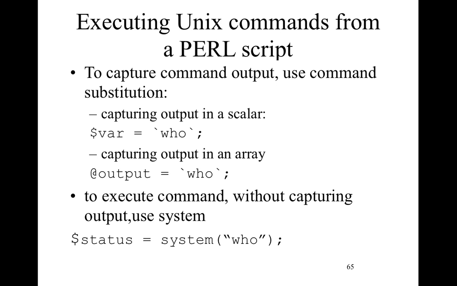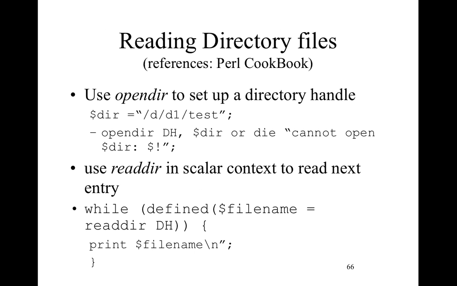So you can execute UNIX commands from a Perl script, as I mentioned before. To capture the command output, use the command substitution. These might look a little familiar, capturing output in the scalar for who. And we have backticks now because it's not a quotation mark, because it's not a string. It's the command who. So capturing output to an array, output for who. To execute a command without capturing the output, we can use system. System who. This actually comes from C, or is used in C. It's a UNIX system call to run a command who, if you want to run it that way.